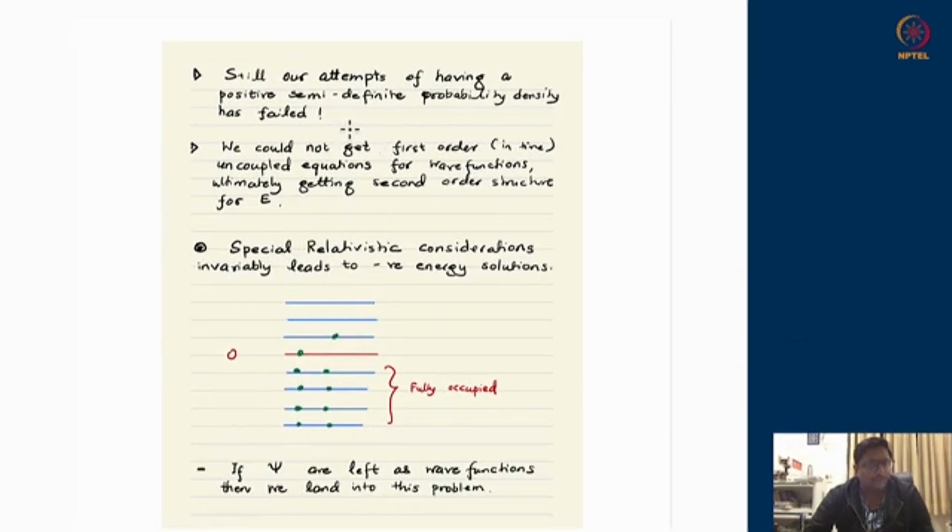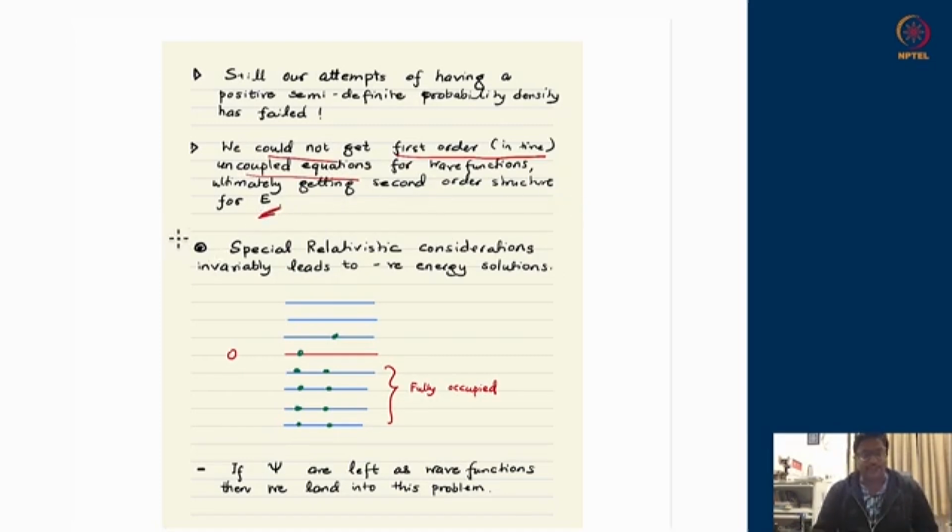Again, our hope was that if I write a first order differential equation, I will get a single signature energy, which has not been realized. We have a double signature kind of energy which was already there. So we could not get rid of this problem even with the first order differential equation structure, because we could not get first order decoupled equations. We have coupled equations which ultimately become equal to a second order differential equation.